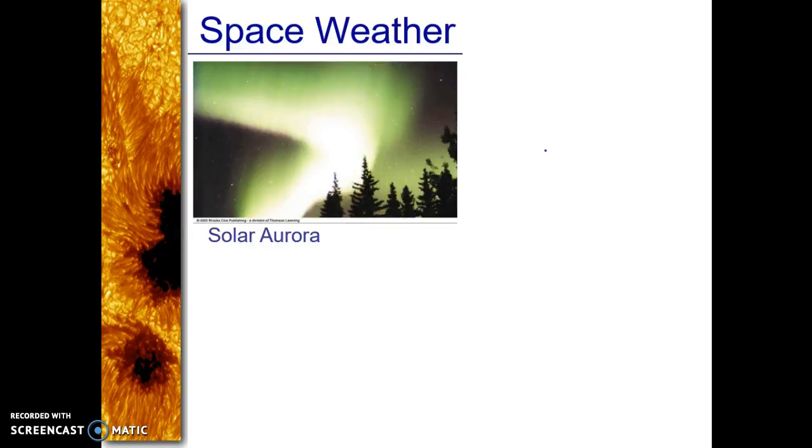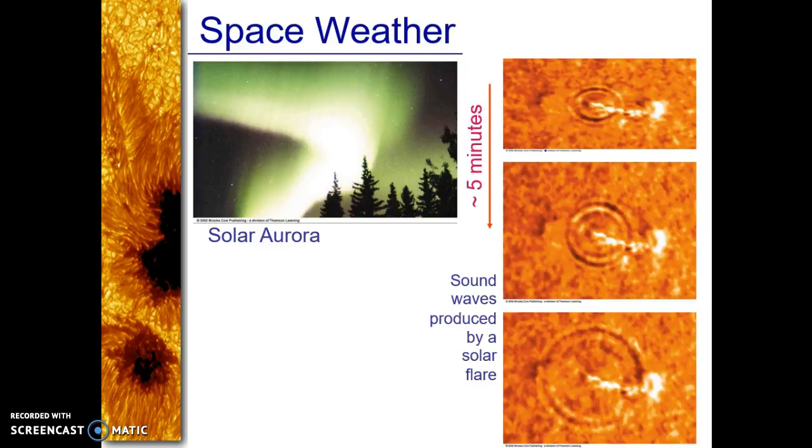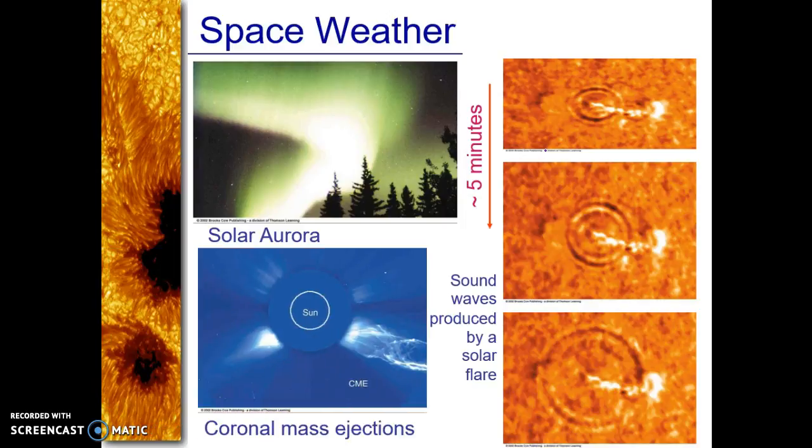Space weather, these would be the aurora borealis or aurora, the northern lights, and it's from the upper atmosphere gases. Then we have our coronal mass ejections, which are going to be violent gusts in the solar winds that help to create the auroras.